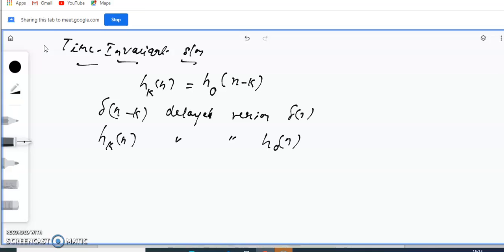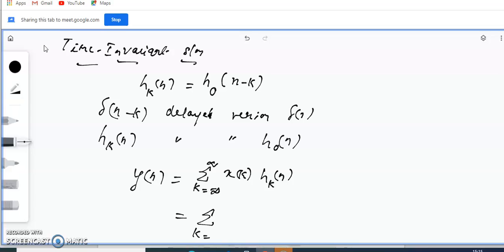Now you can substitute this equation in the previous equation you have obtained. That means our previous equation was, what was that? y of n is equal to sigma k equals minus infinity to infinity x of k into hk of n. If I substitute h0 of n minus k instead, what do I get? It is sigma k equals minus infinity to plus infinity x of k into h of n minus k. That means you have got an equation for the output of a system y of n.